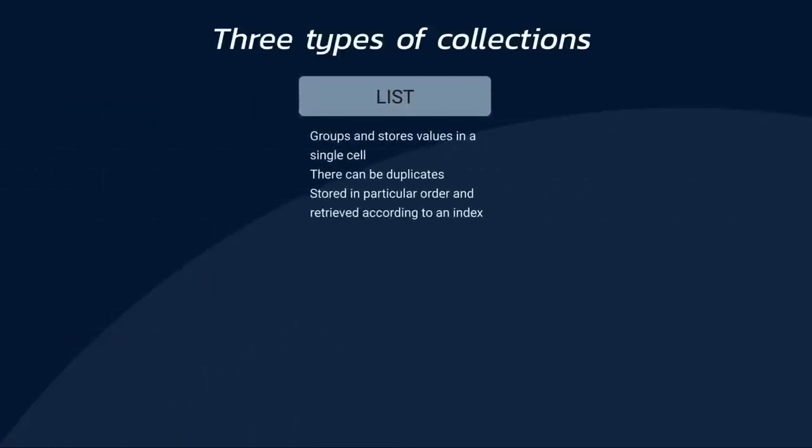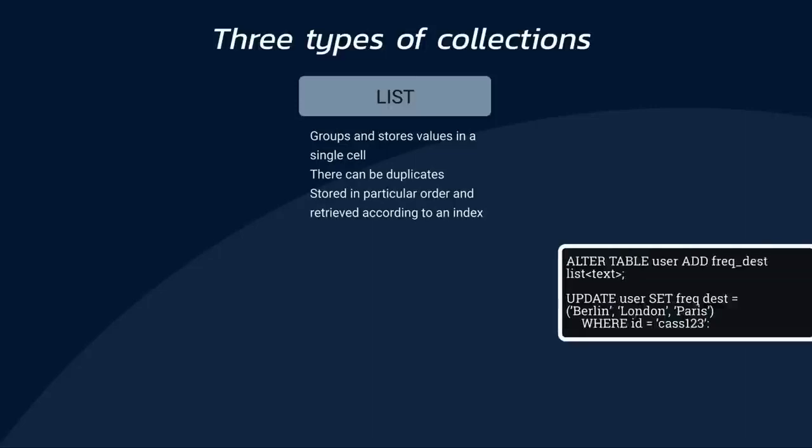List is like a set. It groups and stores values in a single cell. The difference between list and set is that in a list, the values do not have to be unique and there can be duplicates. Lists are stored in a particular order and are accessed by an index.